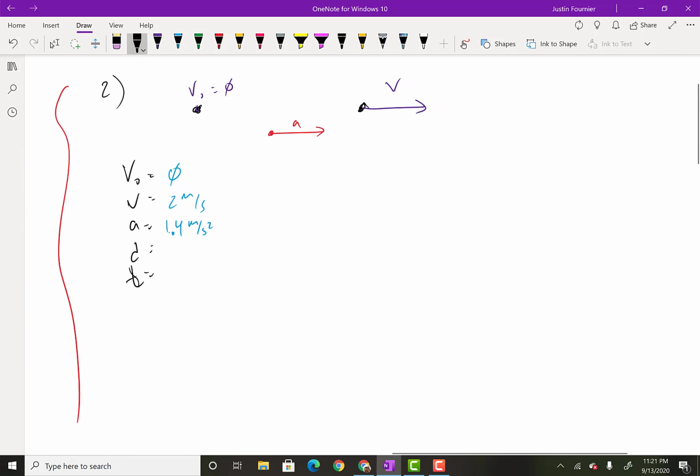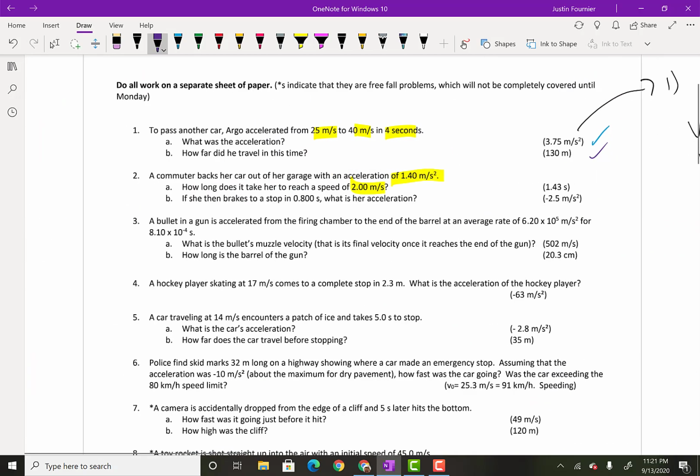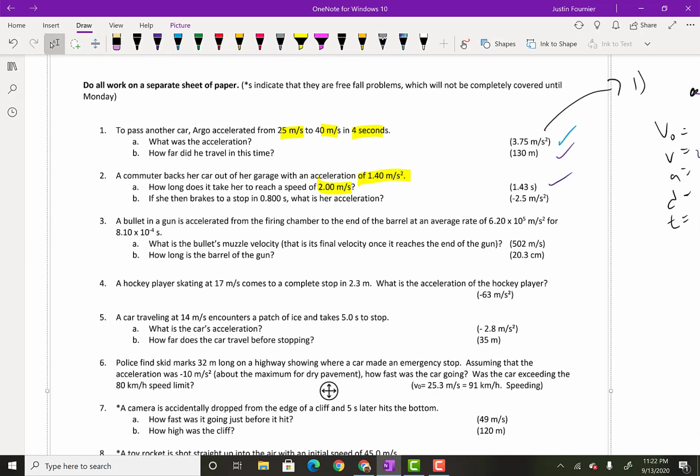So let's see, I got that. I'm thinking the best bet is v equals v naught plus at. And then I'm going to isolate for the time. So it's going to be v minus v naught over a is equal to the time. So the final velocity is 2 minus 0 divided by the acceleration, which is 1.4 meters per second squared. So the time is going to be 2 divided by 1.4. So 2 divided by 1.4 is 1.43. 1.43 seconds. Is that what I'm getting? Yeah, 1.43 seconds. Looks good.